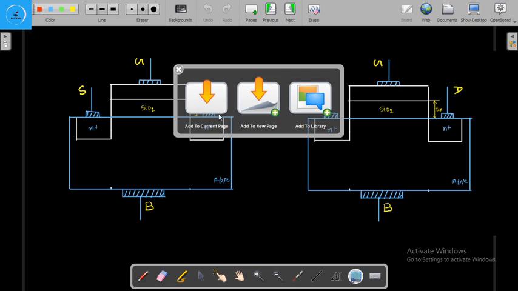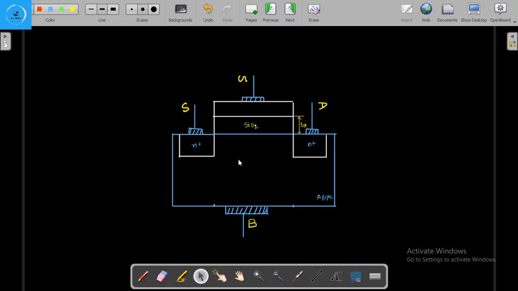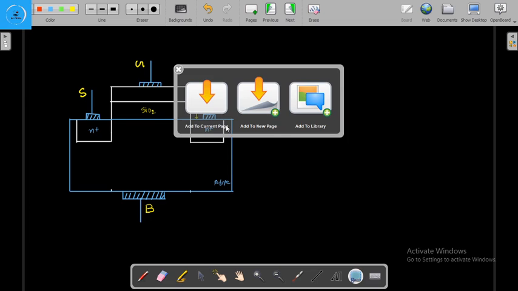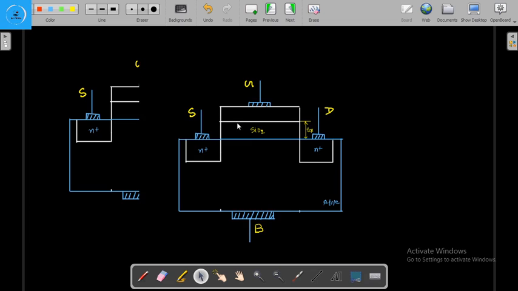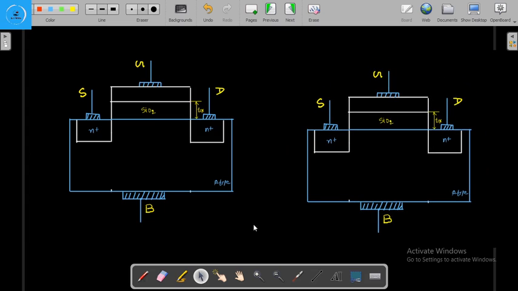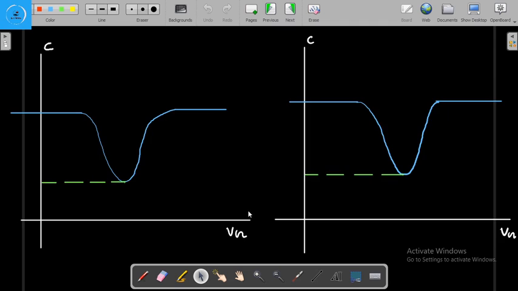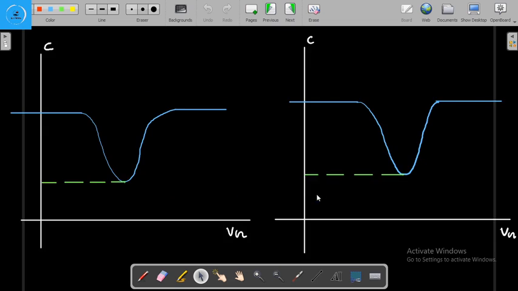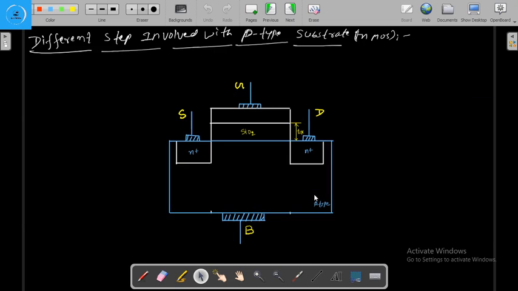So here we are going to see what happens when we change the gate to source voltage. When we change it from negative to positive, we are going to see this here. So these are the different steps involved with the p-type substrate.